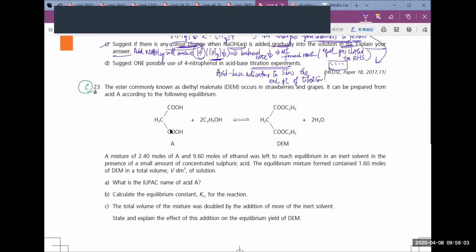Question 23, the last one. Something about organic chemistry. The ester, commonly known as diethyl malonate, DEM, occurs in strawberries and grapes. It will give an acid A according to the following equilibrium. So what is the IUPAC name of this acid A? Methane dioic acid. Agree?